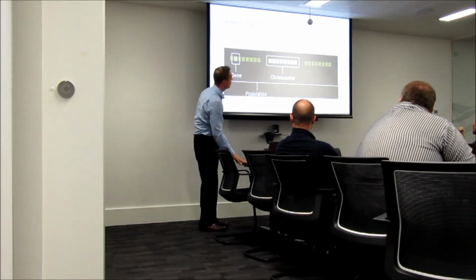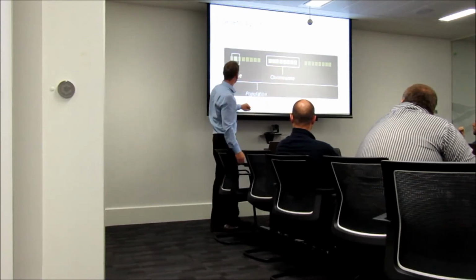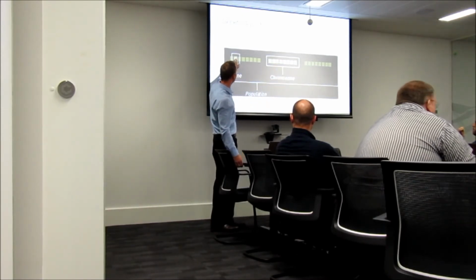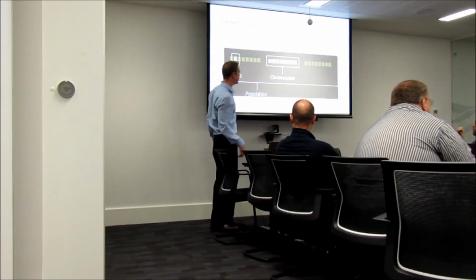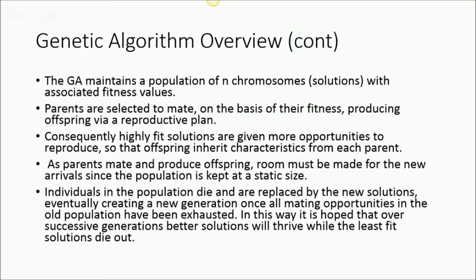Okay, so to represent that, we have our chromosome. We have a gene, so a gene would be one of the objects of the chromosome. So we've made a list of objects. So let's go through the algorithm.